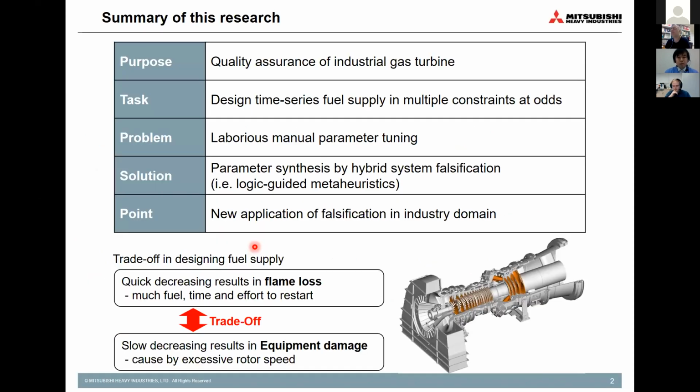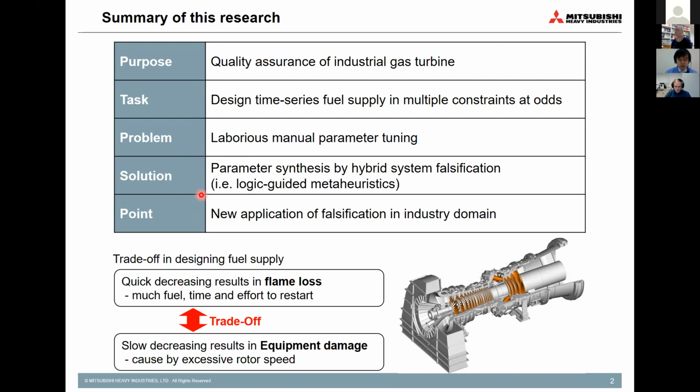First of all, let me show the summary. The purpose of this research is quality assurance of industrial gas turbines, one of Mitsubishi's products. As an engineer's task, they design time series fuel supply under multiple constraints at odds. The problem is that this task is laborious because of manual parameter tuning in a trial and error manner. So in order to automate this task, we applied parameter synthesis by hybrid system falsification.